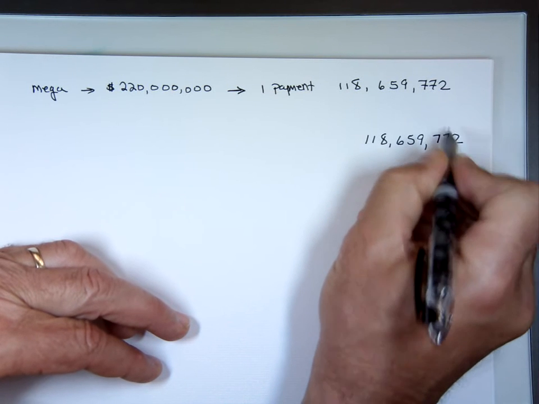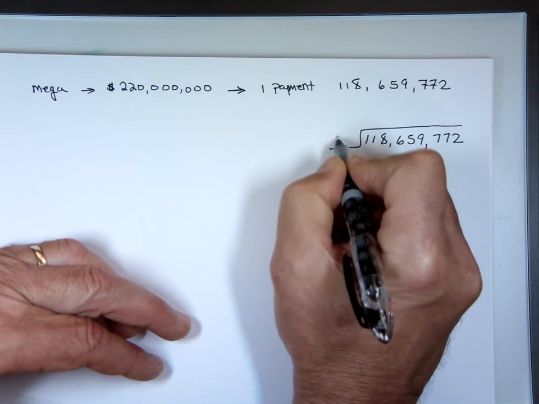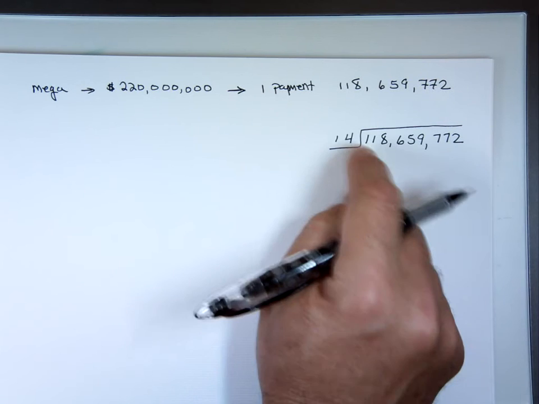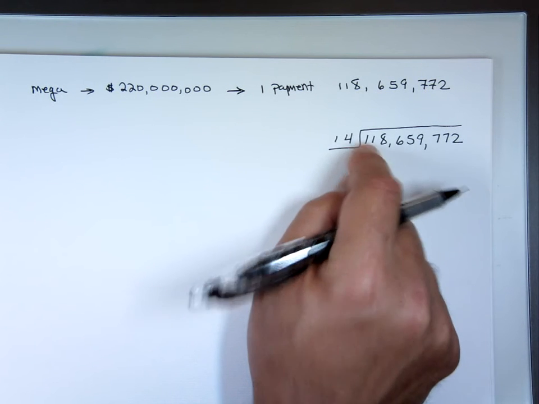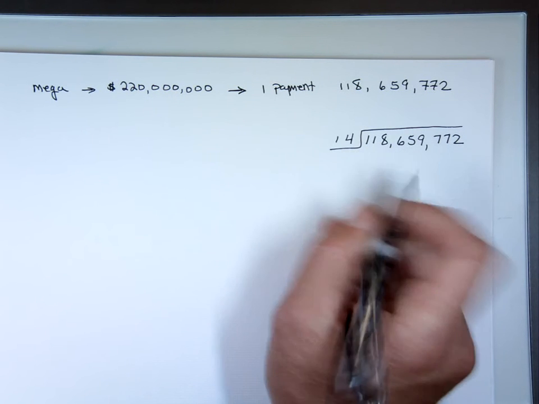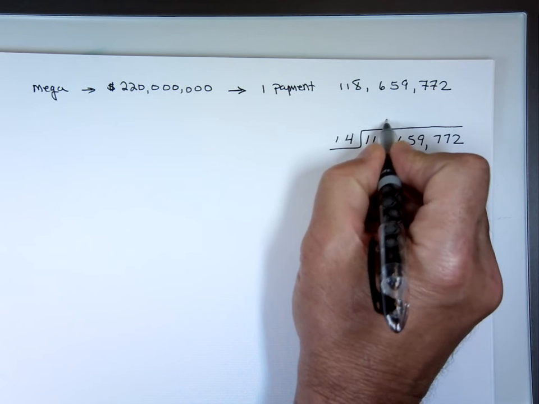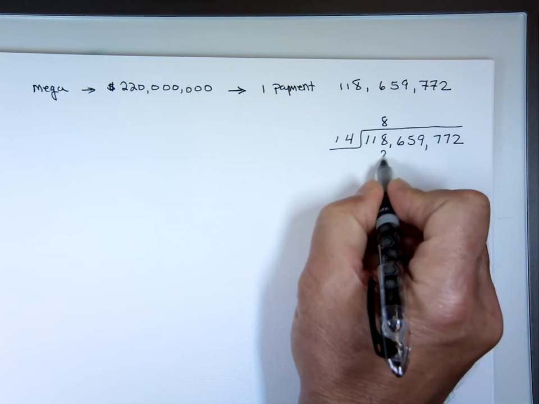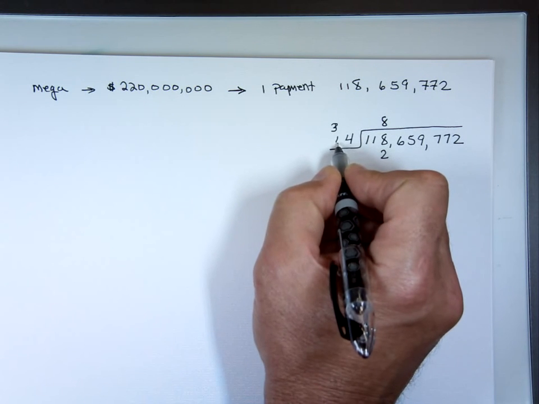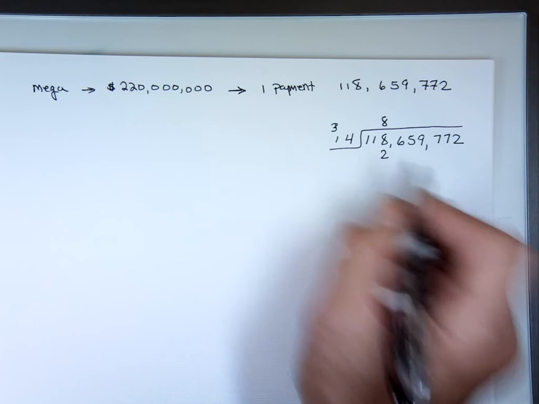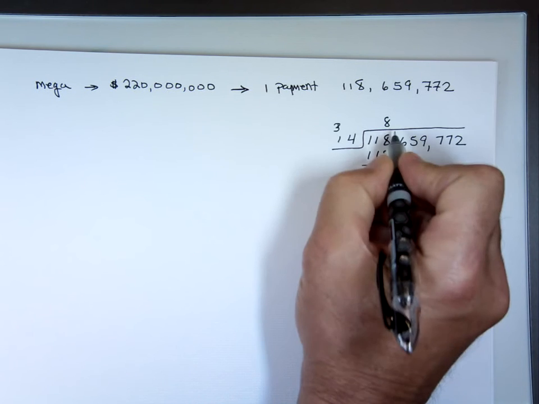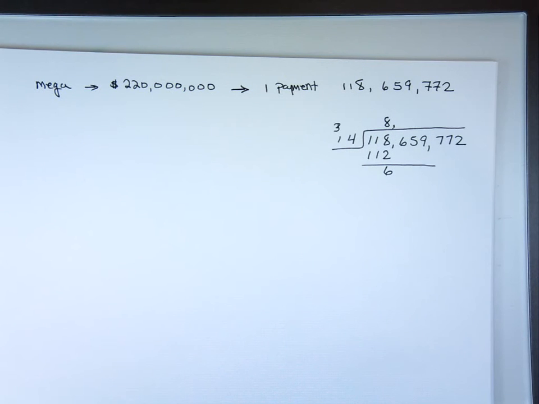118,659,772. We're going to divide that by 14 people. Can you divide 11 by 14? 118, yes, I think might be an 8. What's 8 times 4? 32. What's 8 times 1? 8, and 3 is 11. So the remainder is what? 6. There's the comma. So you know you're getting more than 8 million already.